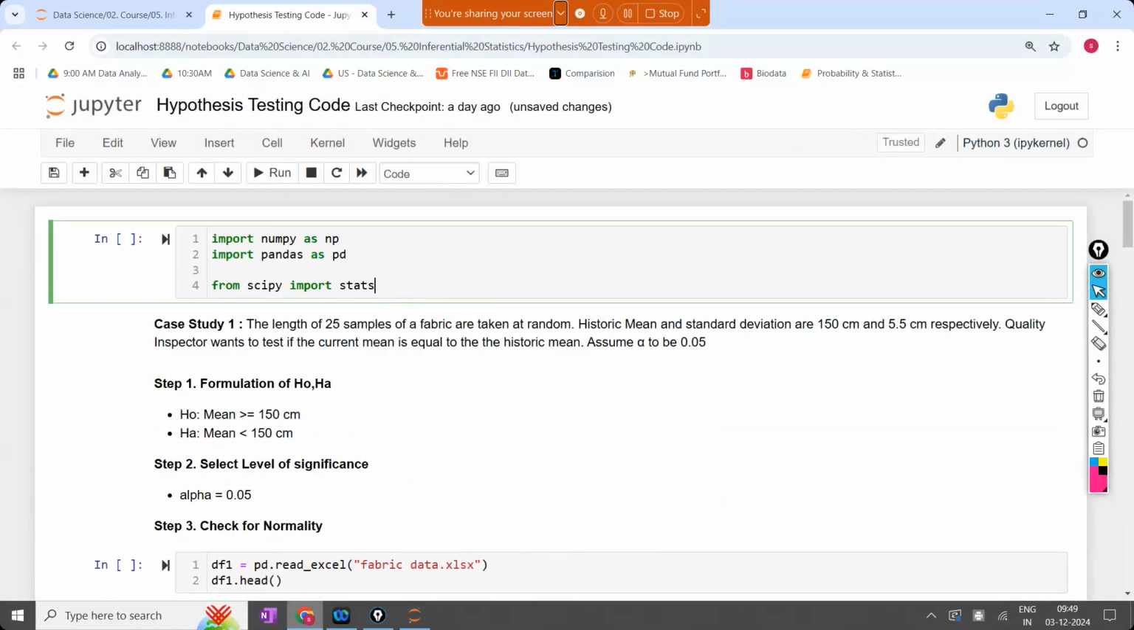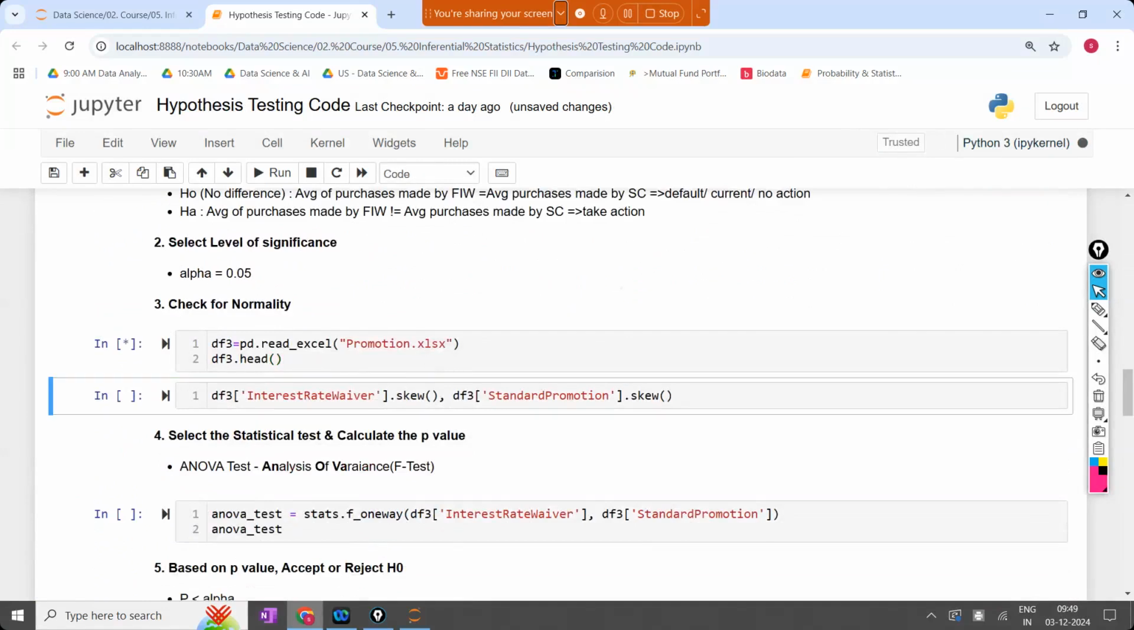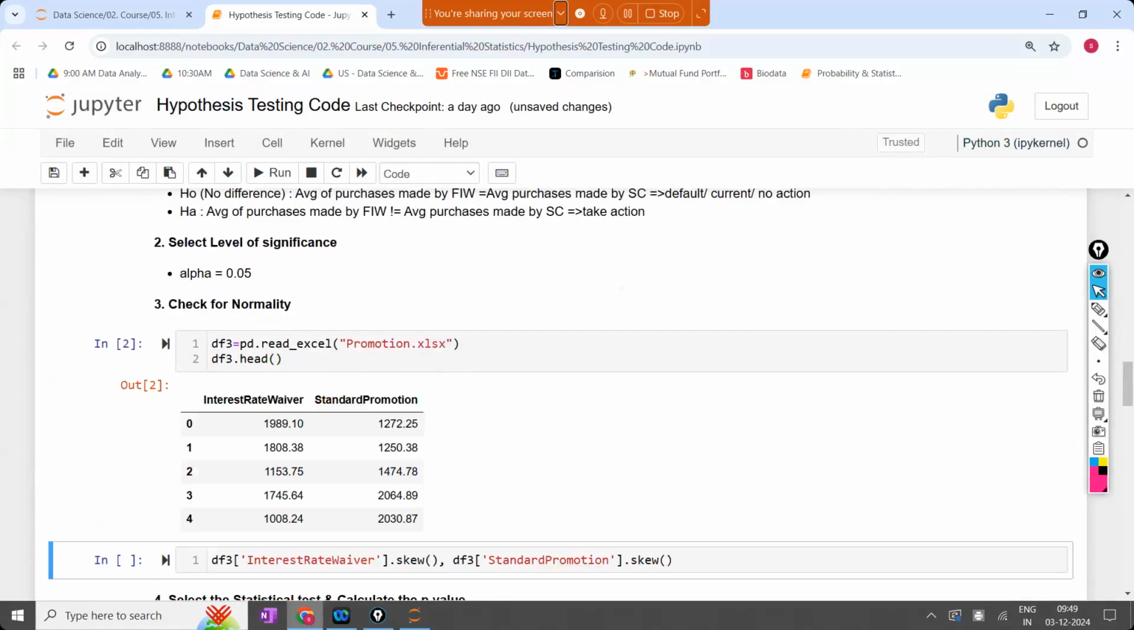How to check for normality? You are going to apply the skewness and check the skewness value. And here, how many columns are there? 2 columns are there. So this is the data. The data set consists of full interest waiver and standard promotion. Standard promotion means the previous offer. Full interest waiver means the new offer. The null hypothesis says that there is no difference between the new offer versus the old offer. The alternate hypothesis says that there is a difference. Both are not the same. Right?